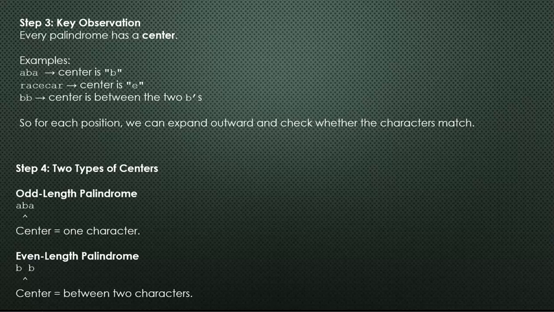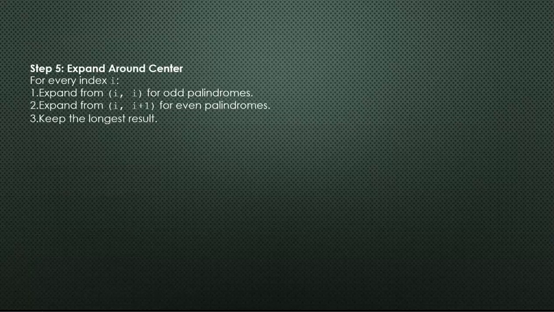Step 4, again, we are talking about centers. There could be two types of centers. I mean to say, the length of the palindrome can be odd or the length of the palindrome can be even. If it is an odd length palindrome, the center will be one character. So in ABA, the center is B. For an even length palindrome, the center will be in between two characters. So you need to check both. Important point to note here.